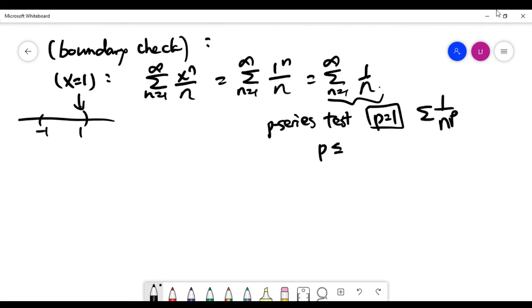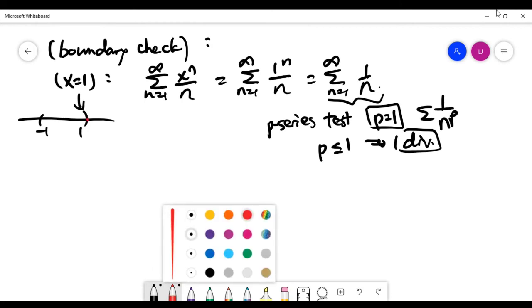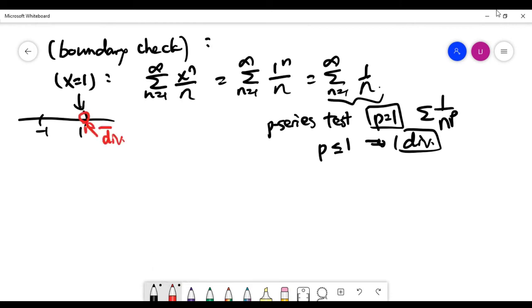And we understand that whenever the p is 1 or less, the infinite series is actually divergent, right? So basically, it means that the point here is actually divergent. So I'm using an empty dot to represent that we cannot include this point in our consideration for the values of x such that the power series is convergent.